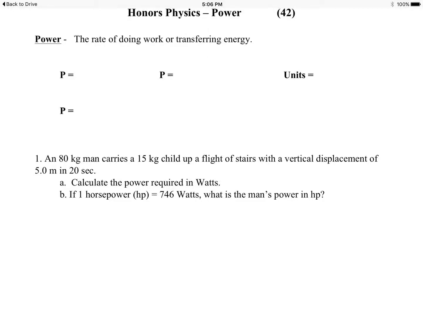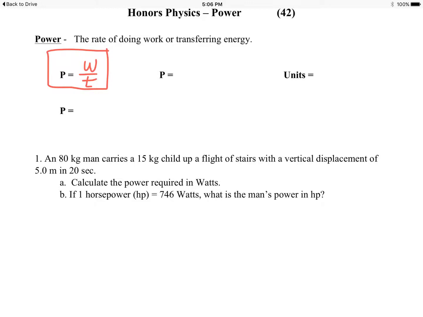Power in physics or in science is the rate of doing work or of transferring energy. A rate, once again, always means something divided by time. In this case, the most direct definition is power is work over time. W stands for work here, T for time.